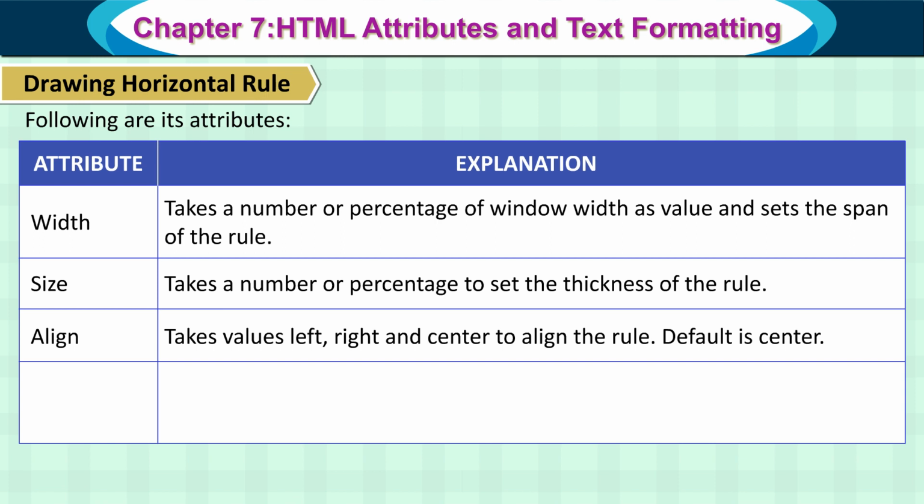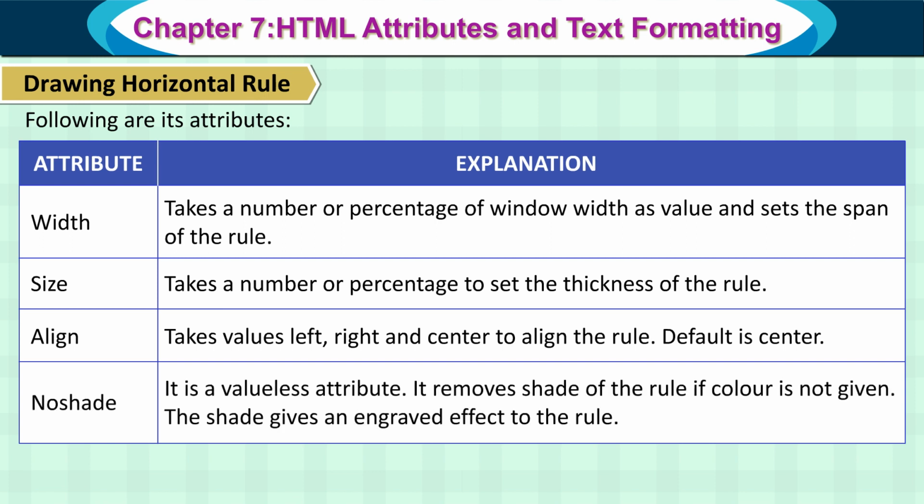Default is center. No shade. It is a valueless attribute. It removes shade of the rule if color is not given. The shade gives an engraved effect to the rule.